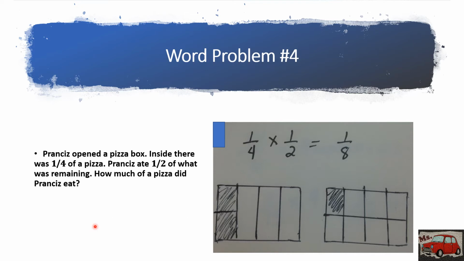Alright? So we will multiply them. So 1/4 times 1/2, that's 1/8. So, ito yung fraction ng pizza na kinain ni Francis sa buong pizza. Okay? So, sa illustration, imagine this is the whole pizza.